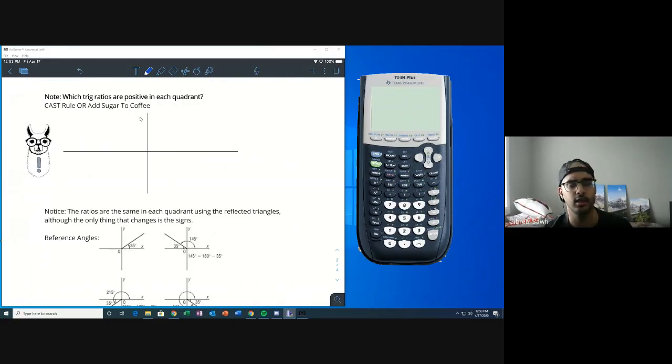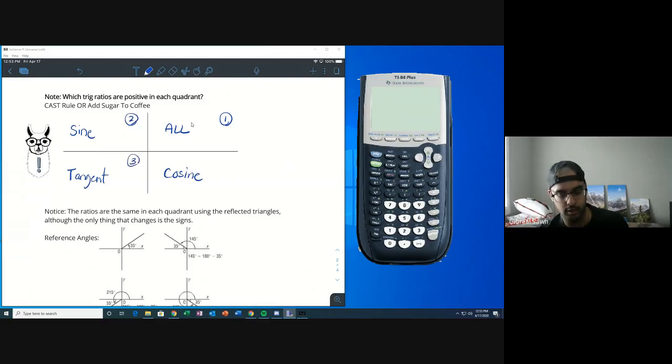The first one is called the CAST Rule. And I'm just going to write some things into these quadrants. So sine, all, tangent, and cosine. Okay, now the way this works, if you remember how to number off quadrants, this is Quadrant 1, this is Quadrant 2, Quadrant 3, and Quadrant 4.